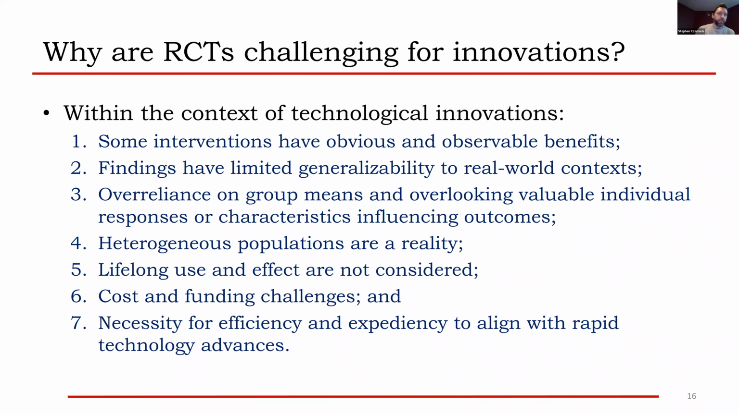Specifically thinking about innovations and technology, some interventions, like I said, have obvious observable benefits. I already talked about that one from an ethical perspective. But really the problem with RCTs is that they're known for having findings that are difficult to generalize to real-world contexts. They're looking at large homogeneous groups. How do you apply that to an individual who's living in Northern Labrador when most of the participants were in a downtown urban London center? Over-reliance on group means overlooks valuable individual responses. There's an increasing push on understanding what individuals want and need, rather than pushing healthcare onto individuals, talking about individuals specifically and what their needs are.